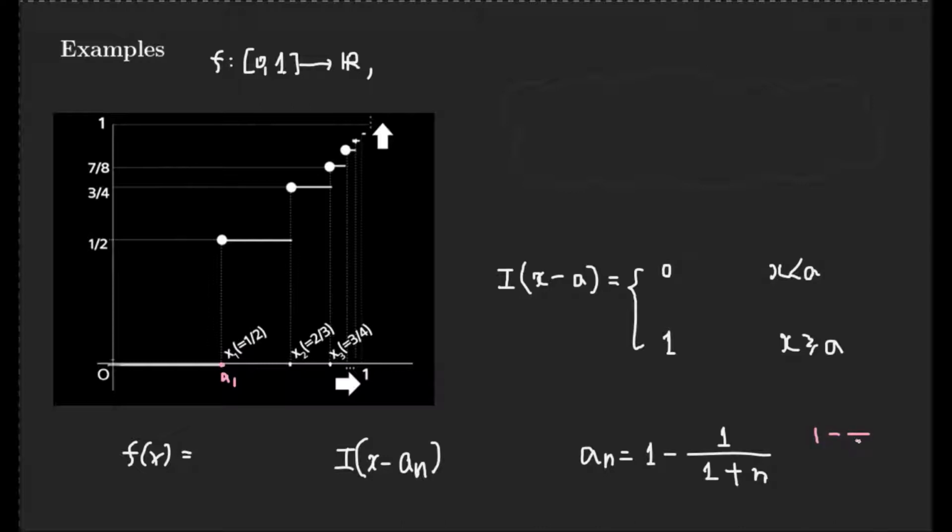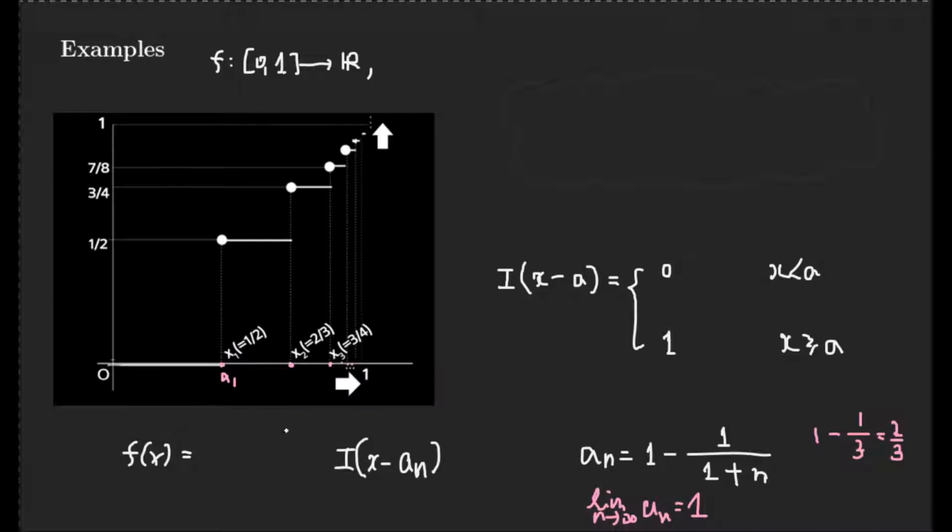And if n is 2, it is 1 minus 1 over 3, which is 2 over 3. In a similar way, we can set up this sequence. And we know if n goes to infinity, the limit of a_n is clearly approaching 1. So this sequence is bounded in the given domain.